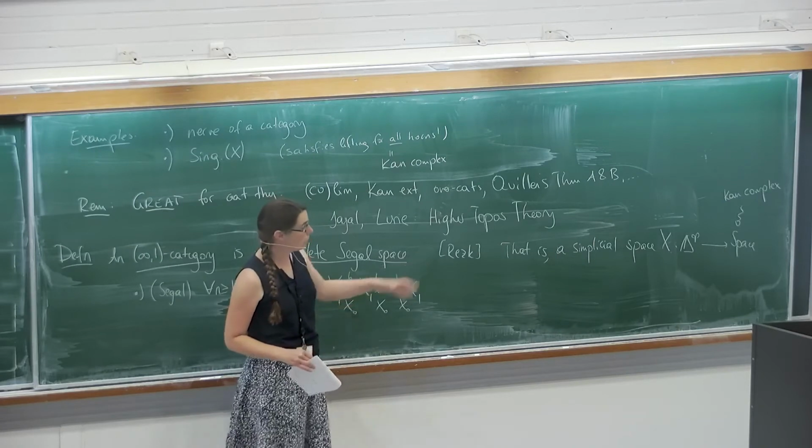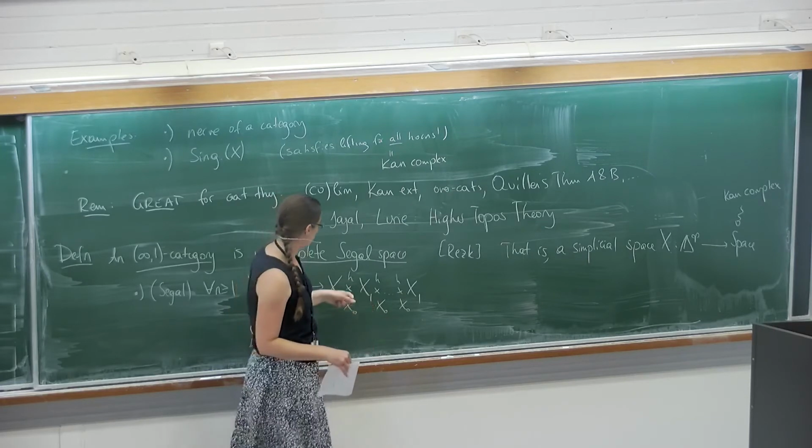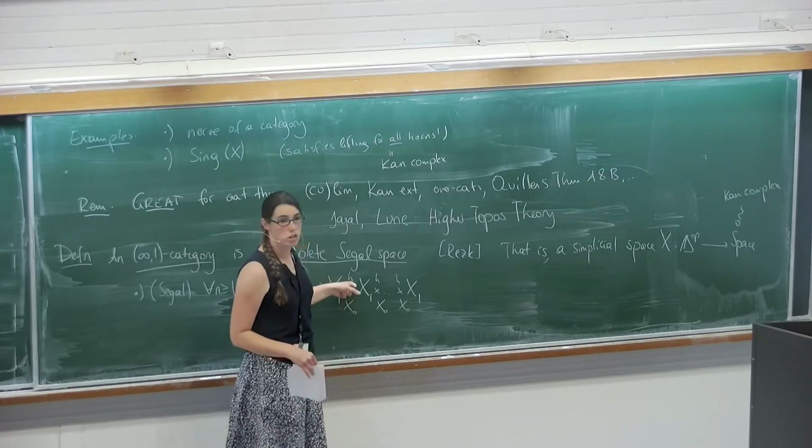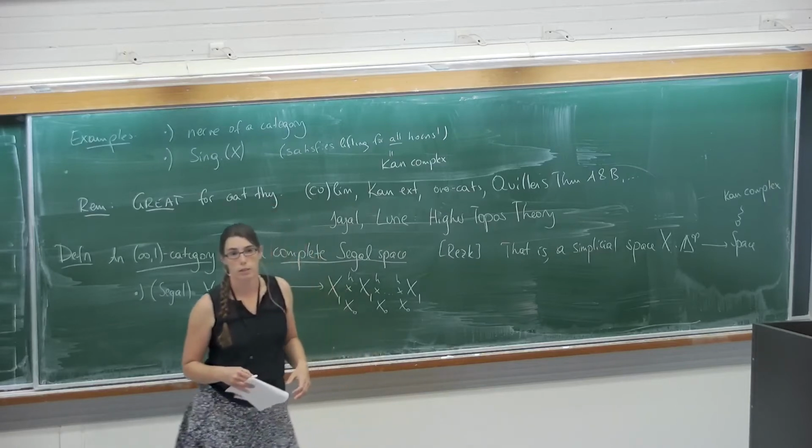And if they're Kan complexes, there are fairly explicit models for that. You can just write them down. But really remember, the reason we have the h here is because we are actually working in the infinity category of spaces. Yeah?